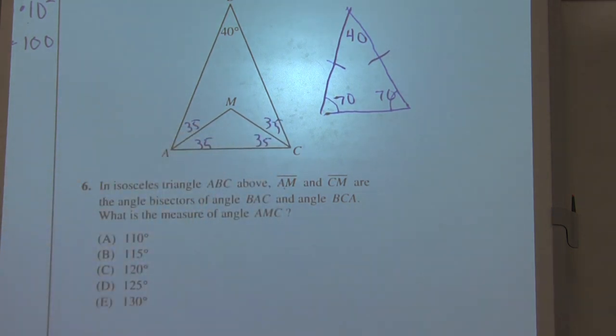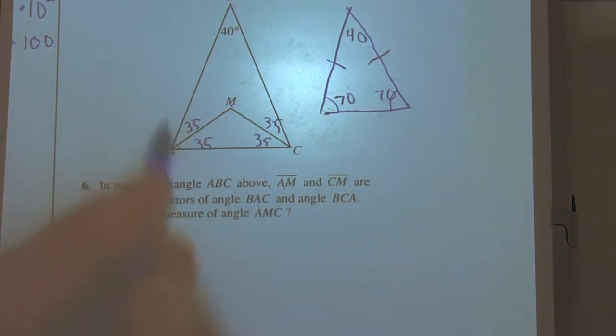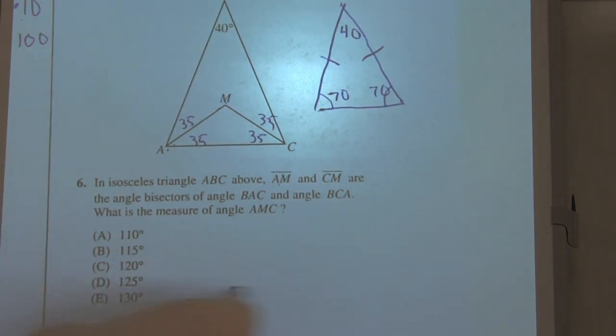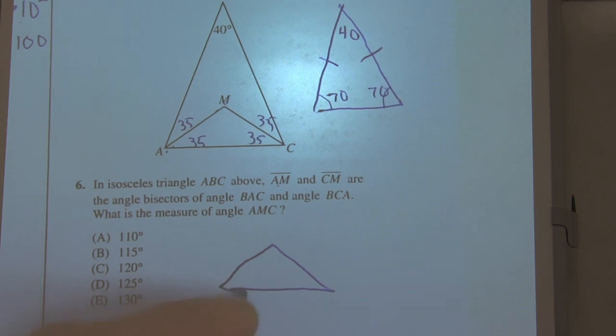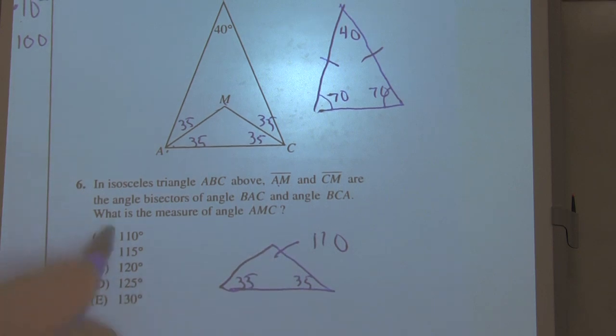Okay, so it's asking what is the measure of angle AMC? So AMC is right here, and so we have this triangle right here. That's 35, that's 35, which adds up to 70. That means this one has to be 110 to get me 180 in that triangle, choice A. Okay? All right, I'll stop on this video, you guys.